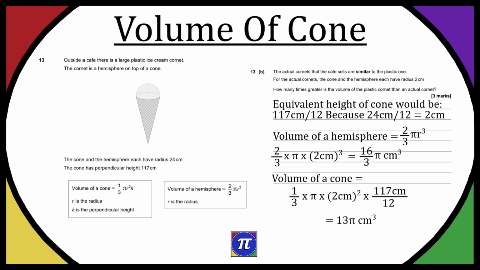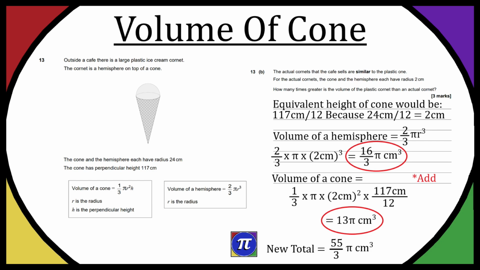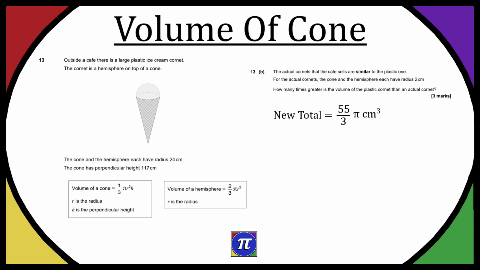So now we've got the volume of the hemisphere and the volume of the cone for the smaller cornet. We'll add them together to get the volume of the smaller cornet. So that's going to be 55 over 3 pi centimeters cubed. So as I stated before briefly, we have the new volume and we have the older volume. So if we take the volume of the larger cone and then we divide it by the volume of the smaller cone, we'll work out how many times bigger the larger cone is than the smaller one.